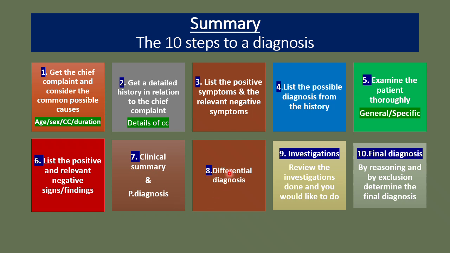Step number 8, differential diagnosis. What are the differential diagnoses? Number 9, the investigations that you want to do for the patient. Review the investigations done and what would you like to do further. And finally, the final diagnosis after the investigations, by reasoning and by exclusion, determine the final diagnosis. So these are the 10 steps that you must remember to reach a diagnosis.